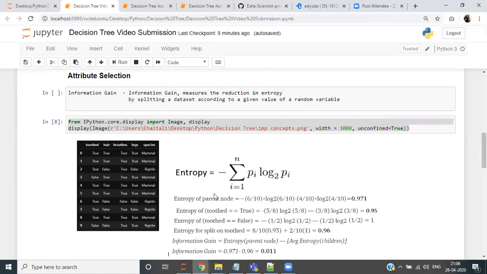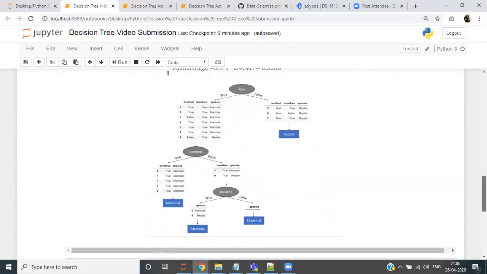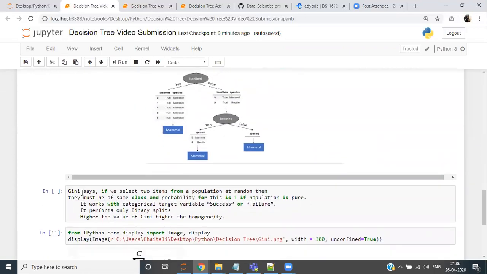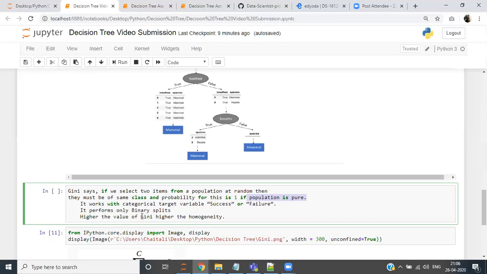Similar to entropy, we have Gini. So the basic idea over here is that everything falls into the same bucket. So you basically divide everything into similar kind of buckets. If we select two items from a population at random, then they must be of the same class in probability. And that is how you say that population is pure. So Gini works good with categorical variables like success or failure. It performs very well in binary splits. And the higher the value of Gini, the higher the homogeneity.